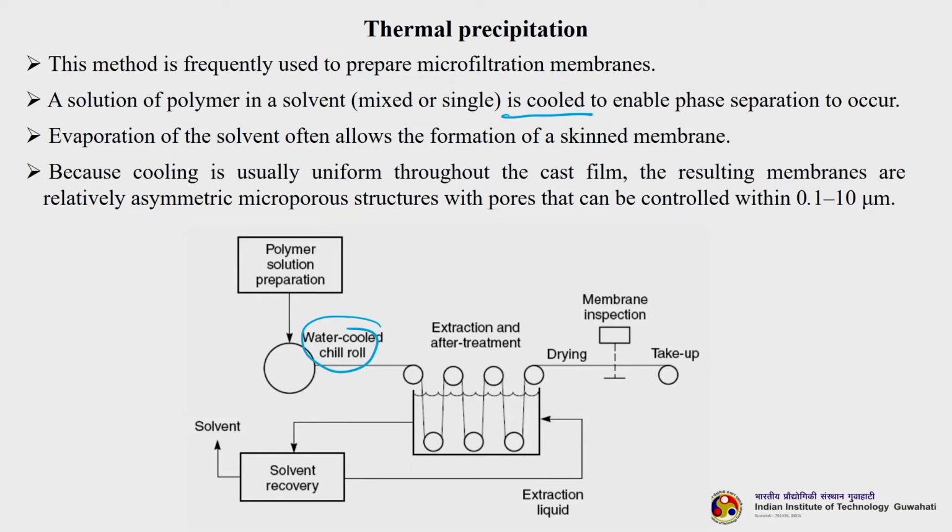The film is passed through an extraction chamber. These round shapes you are seeing are conveyor belt type arrangements, and the film is passing through this chamber. Then it goes through drying, and the extraction solvent can also be recycled back.